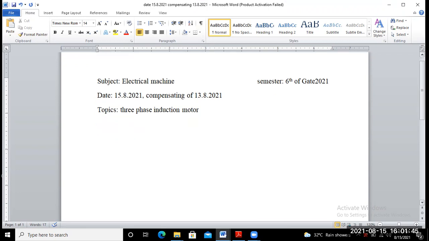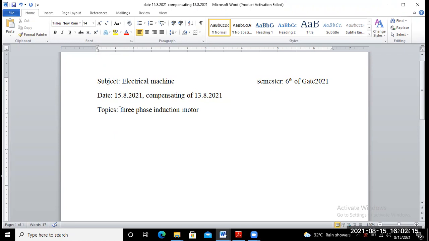Okay, so let's start today's class. In the previous class, we already started the three-phase induction motor and discussed their introduction part. Today we are going to discuss the operating principle of the three-phase induction motor: how it operates and on which principle it works.